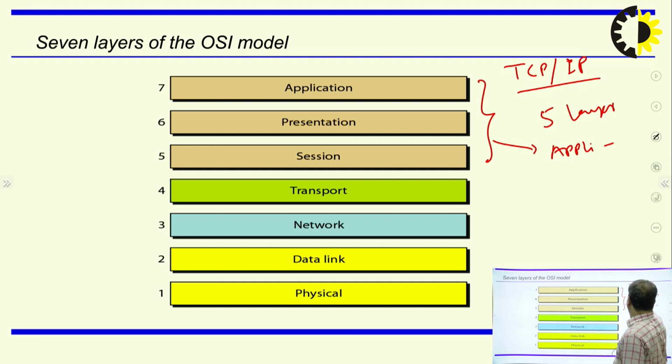So in TCP/IP there are 5 layers, and the names of the 5 layers are physical layer, data link layer, network layer, transport layer and application layer.